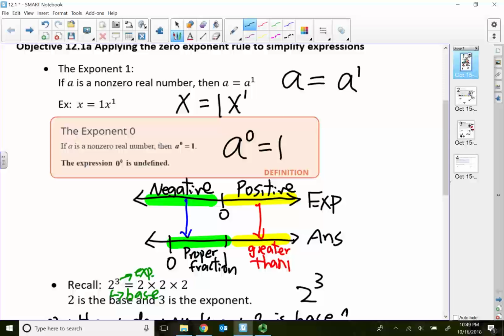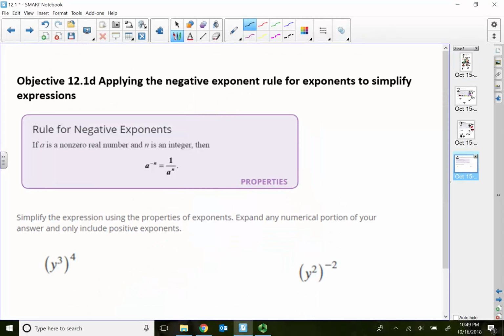Negative exponents only give us answers that are between 0 and 1. A negative exponent does not make our answer negative. So why does a negative exponent always give us an answer that's between 0 and 1?